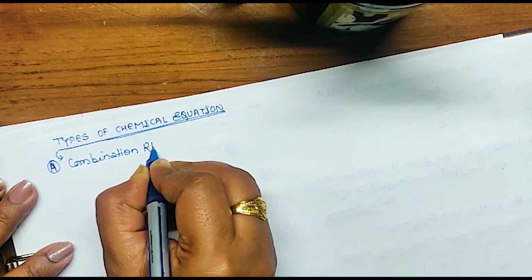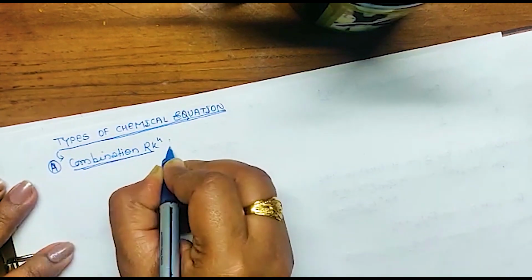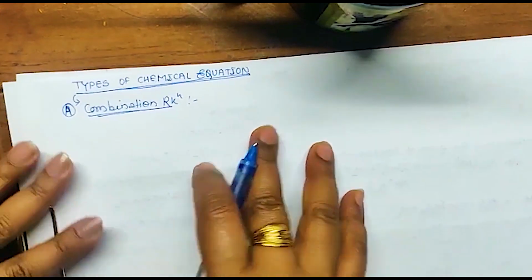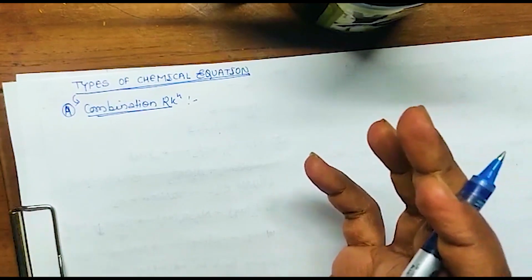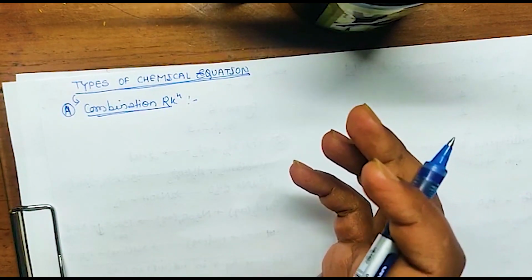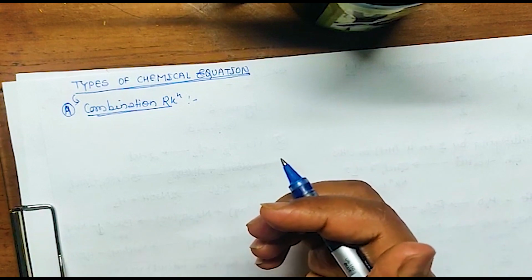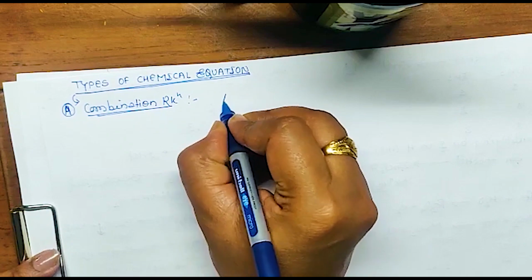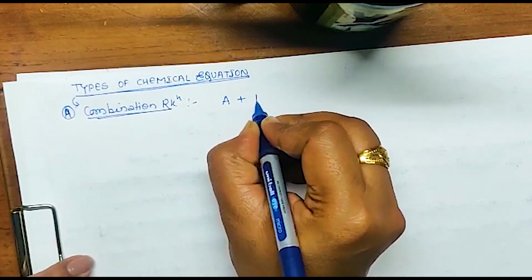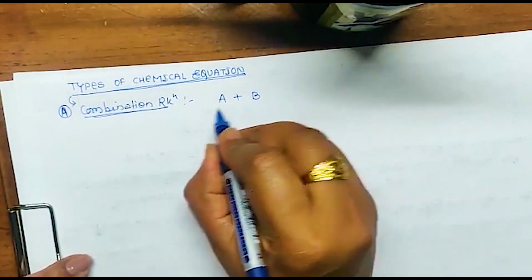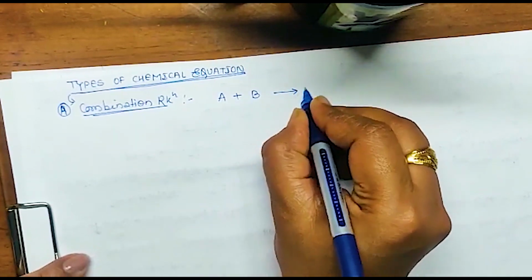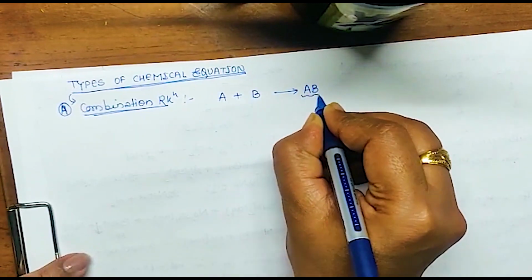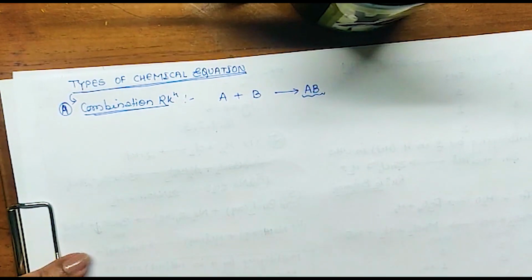Combination reaction says that if two or more elements or compounds combine together to form a new compound, then it is called combination reaction. Just for format I am writing, if A is a compound or element, B is a compound or element, and together they are combining and forming AB only, a single product. Got it? Then it will be considered as combination reaction.